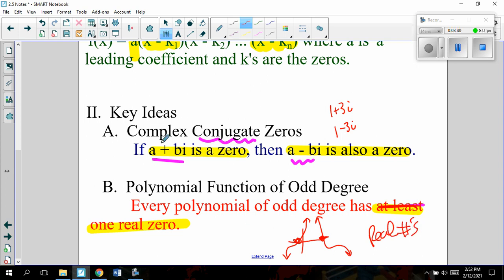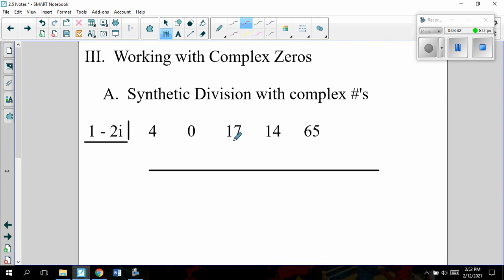All right, so let's look at what we're going to do and how this all plays together now. We want to start working with these complex numbers and review those, and then combine this with the process of synthetic division. So we can do synthetic division with a zero that is complex. This 1 minus 2i is going to be a zero.